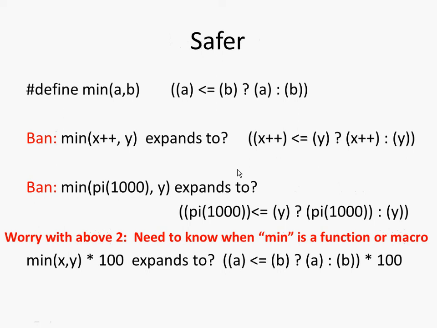Well, ladies and gentlemen, among professional software development teams, the answer is you ban it. You're not allowed to use side effects, in other words, things like plus plus, or a call to something which says display or something like that, inside a macro. And that's a big pain because it requires you to know, is min a macro or is it a function? It depends. And it turns out that that's just the rule. Don't put side effects in something that could be a macro expansion.